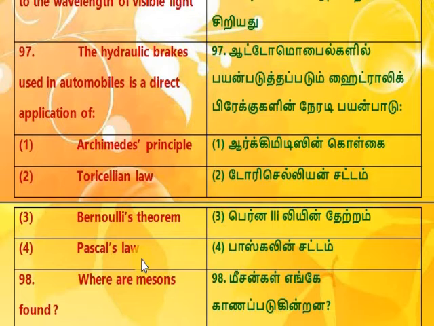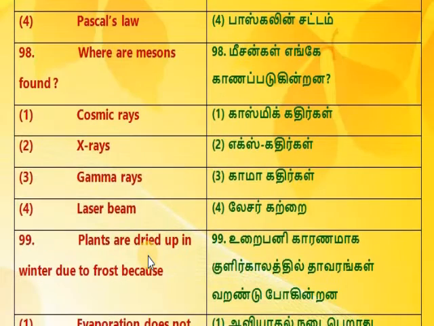97. The hydraulic brakes used in automobiles is a direct application of 1. Archimedes' principle, 2. Torricellian law, 3. Bernoulli's theorem, 4. Pascal's law. 98. Where are mesons found? 1. Cosmic rays, 2. X-rays, 3. Gamma rays, 4. Laser beam.